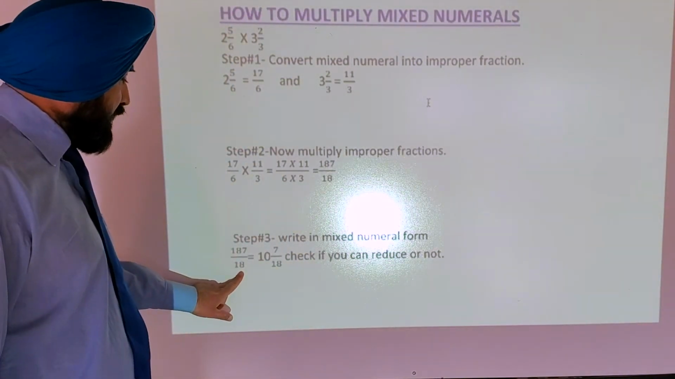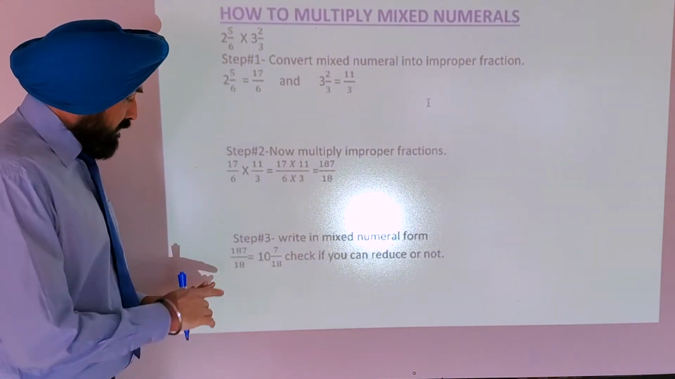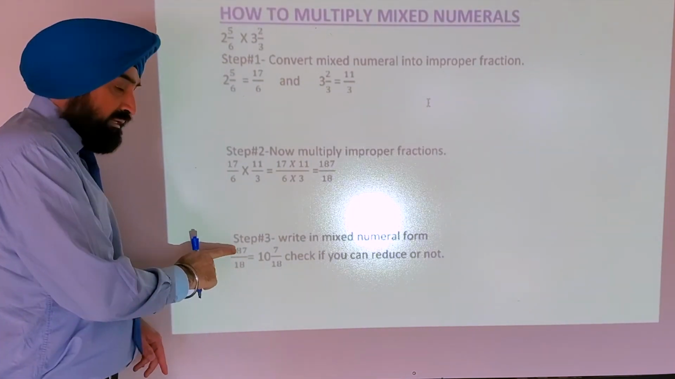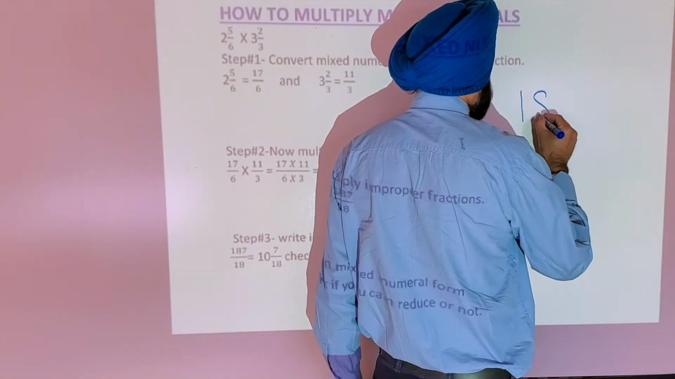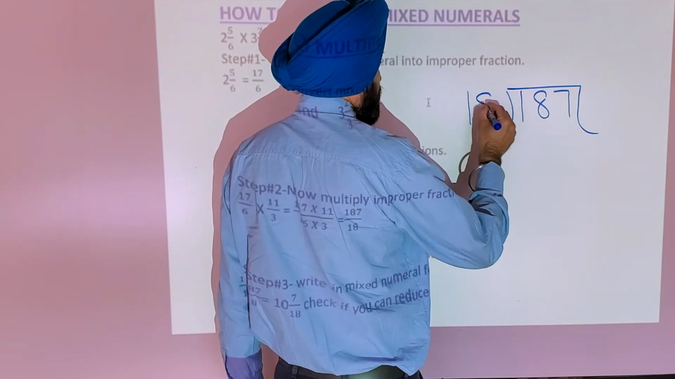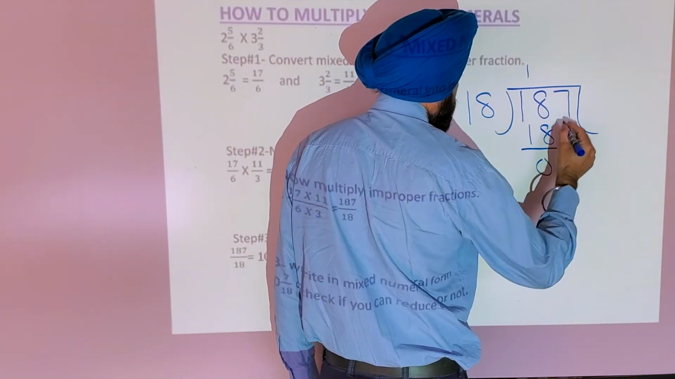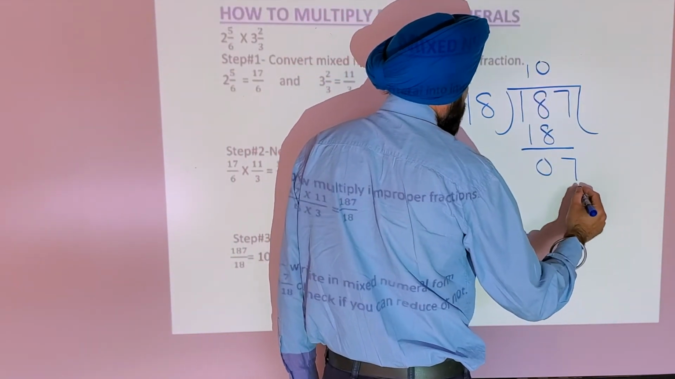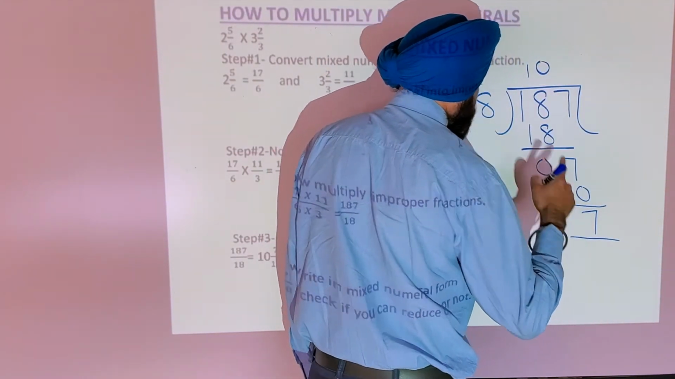So 187 over 18, we will convert into mixed. So how will we convert improper into mixed? Divide top by bottom. Divide numerator by denominator. So let's see, 187 divided by 18. 18 times 1 is 18. Subtract, you get 0. Bring that 7 down here. 18 times 0 is 0. So 7 is the remainder. 10 is the quotient and 7 is the remainder.